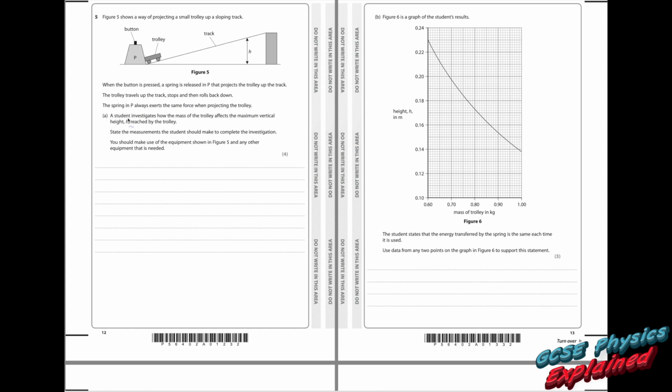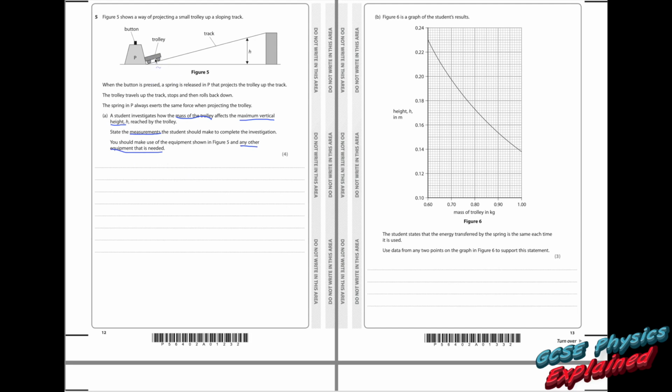Part A. The student investigates how the mass of the trolley affects the maximum vertical height reached by the trolley. State the measurements the student should make to complete the investigation. You should make use of the equipment shown in figure 5 and any other equipment that's needed. So how would you do this?